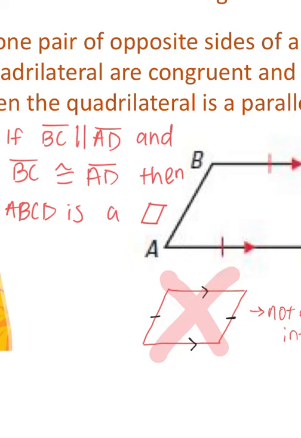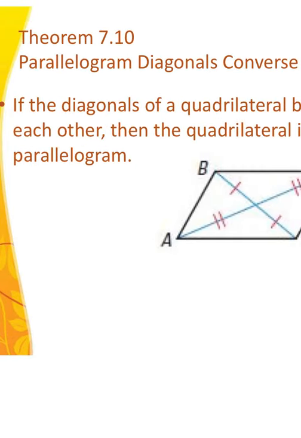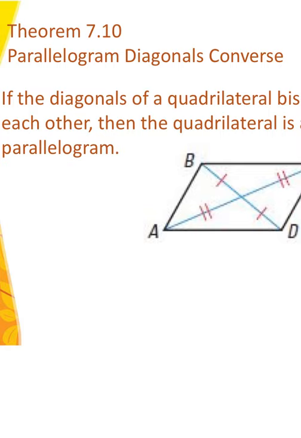Okay, and the last theorem for this lesson. Parallelogram diagonals converse. If the diagonals of a quadrilateral bisect each other, then the quadrilateral is a parallelogram. That means if each of the diagonals cuts each other in half, do you see how it cuts each other in half? Then we have a parallelogram, okay? We're gonna label this point in the middle, point E.